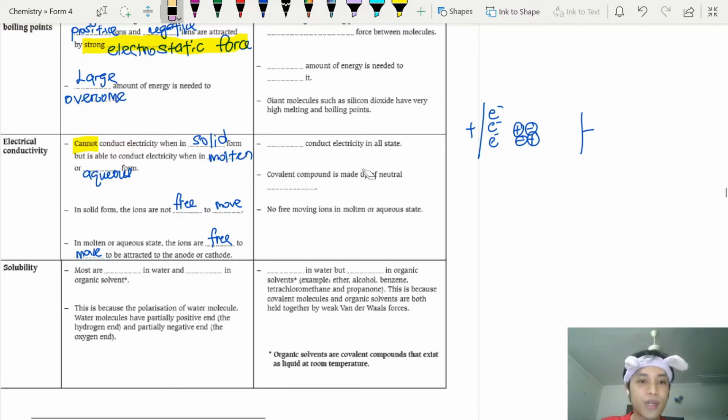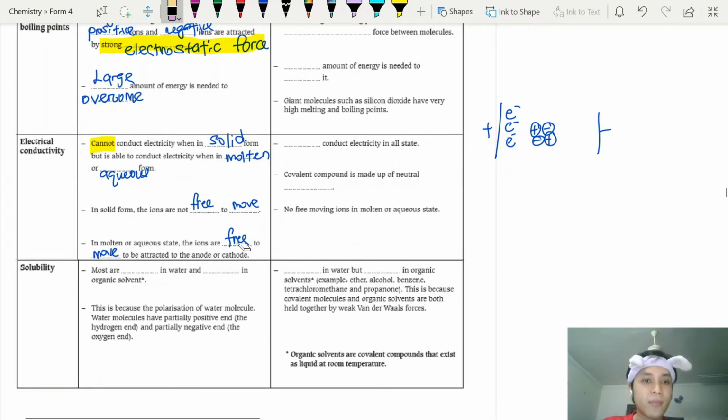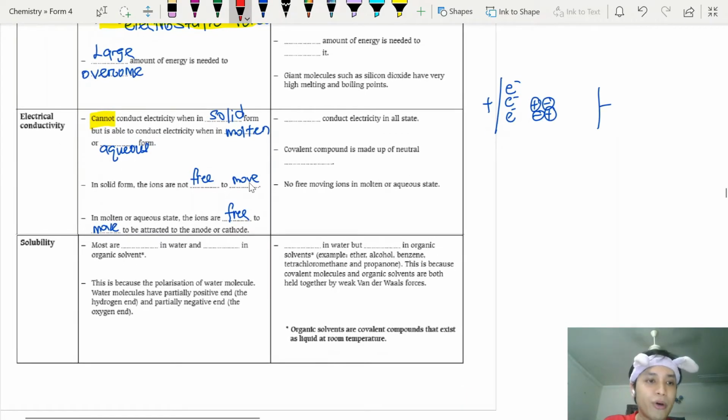So for now, you need to remember that an ionic compound can only conduct electricity in liquid form, or in aqueous solution. Must be in liquid. And if they ask you to explain why, it's because you have free moving ions. So that is the important point.